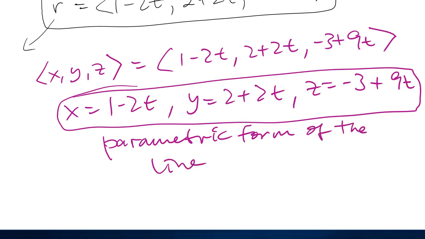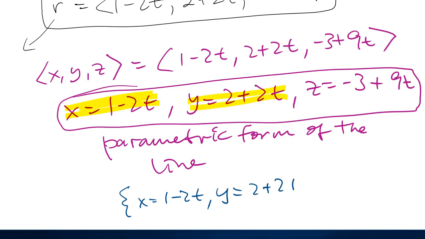Okay, so we did this before in parametric equations, right? It's just that you didn't have this z here, you only had y and x. So remember, you would write it with these brackets, you would say x equals 1 minus 2t, and then y equals 2 plus 2t. Well, it's the same thing here. You can write now z equals negative 3 plus 9t, and so that's a parametric form of the line.